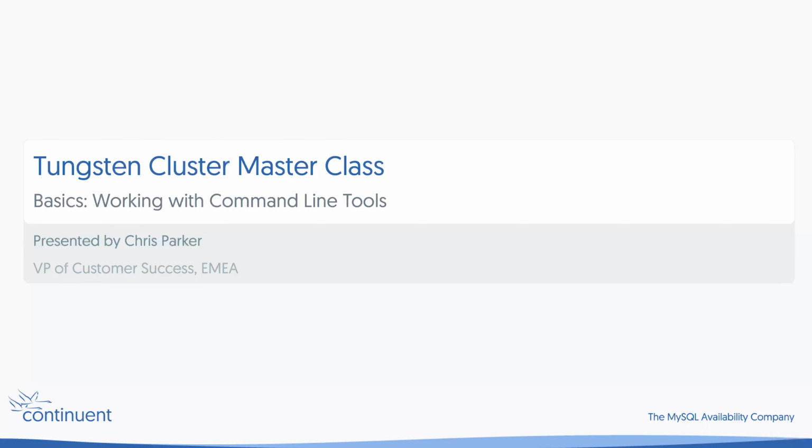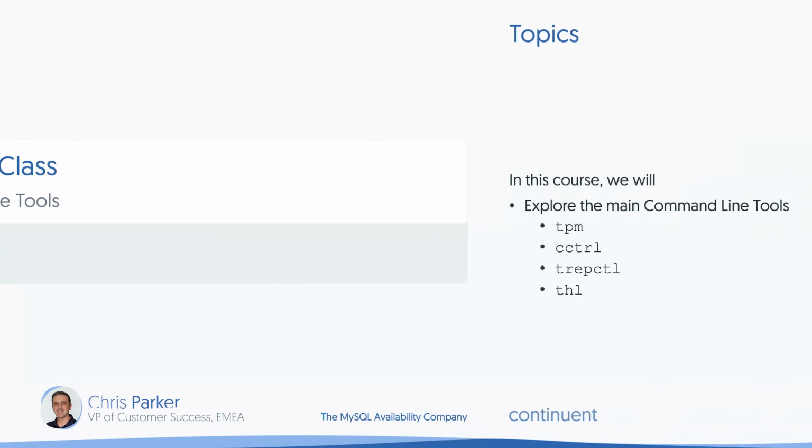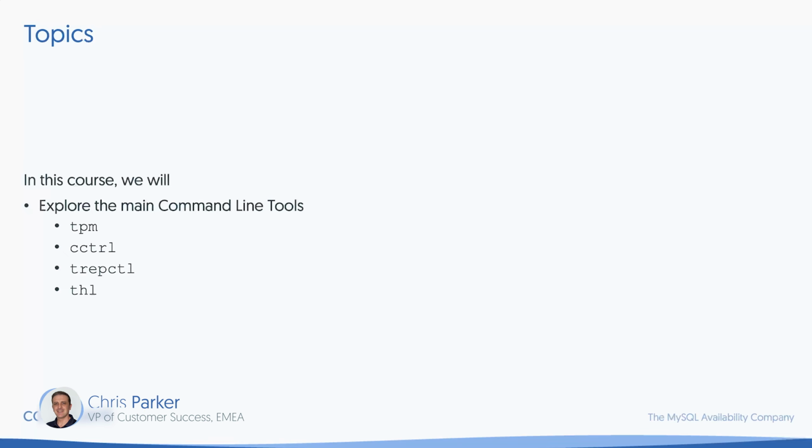Hello and welcome to this Tungsten Cluster Masterclass training session where we look at the various command line tools available within the product. In this session we will cover the four main command line tools you will use most often. These are TPM, cctrl, trepctl and thl.